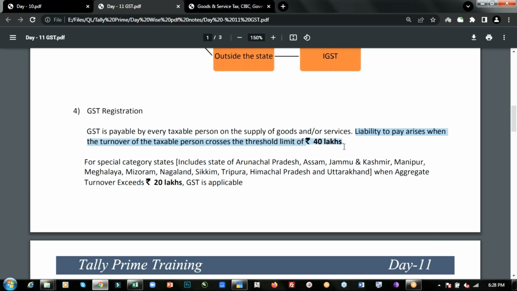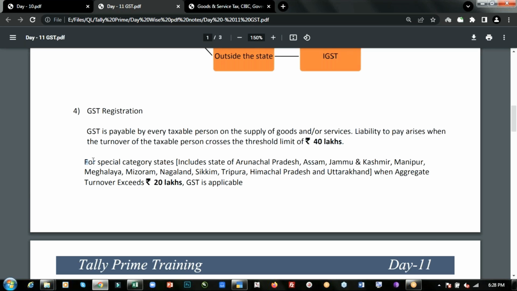But if you are under the 40 lakh limit, you can take the registration or not. It is up to you. The government will not force you to take the registration, but when the limit is crossed, the government will force you because it is mandatory.